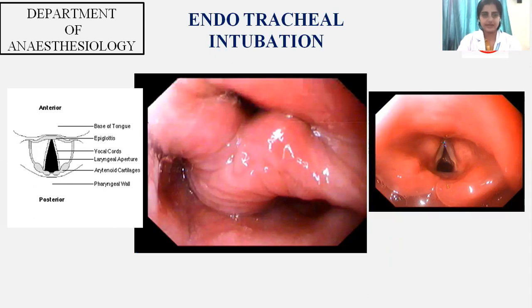Now, while doing a direct laryngoscopy, you see the following structures. The base of the tongue, as you can please correlate with the structures seen inside the figure in the center and the one which you can see on the left-hand side. So there is the base of the tongue, you have an epiglottis, the white shining structures you can see, those are the vocal cords, beyond which you have the laryngeal inlet, and posteriorly there are arytenoid cartilages.